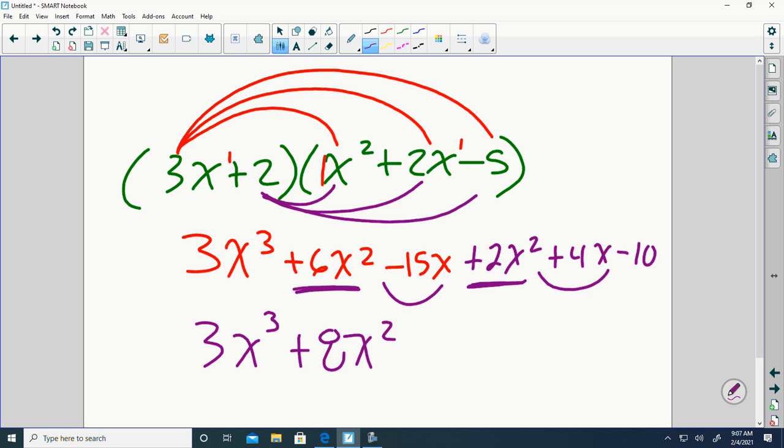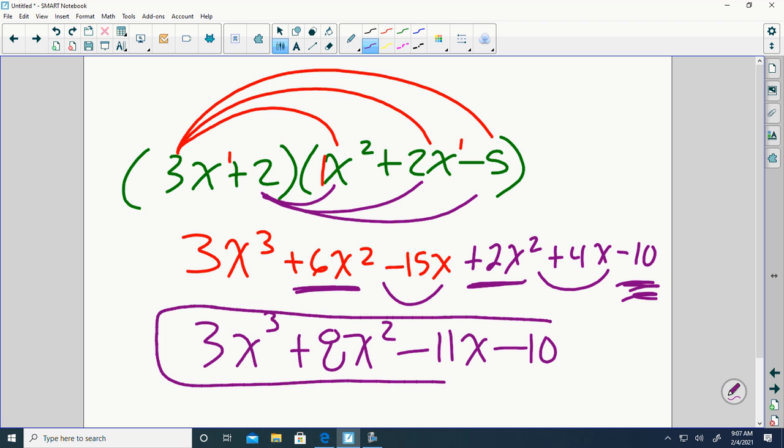So it costs $15. You have $4. How much do you owe? 11. And this is its own term. Problem is done. Woo!